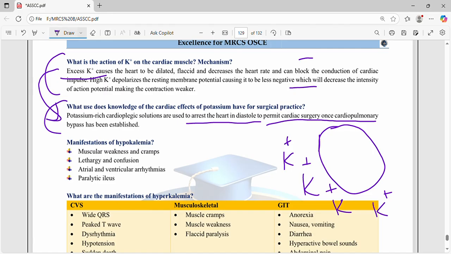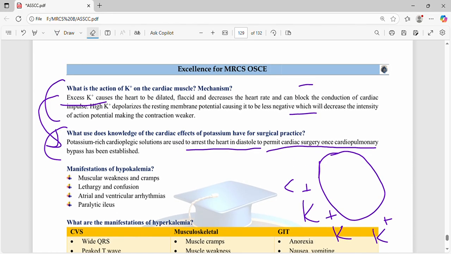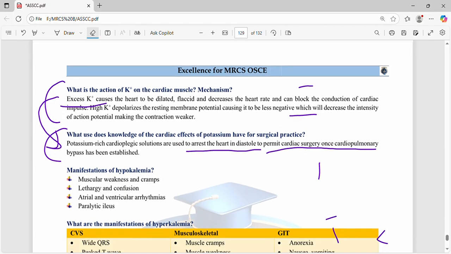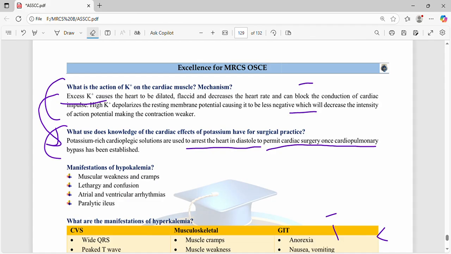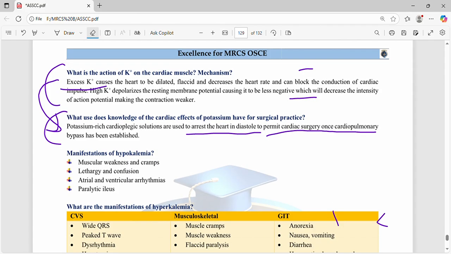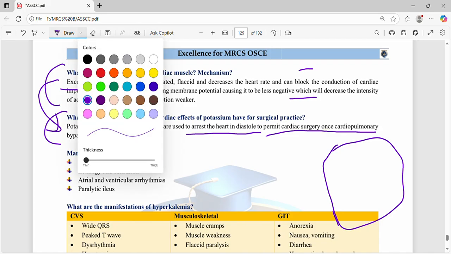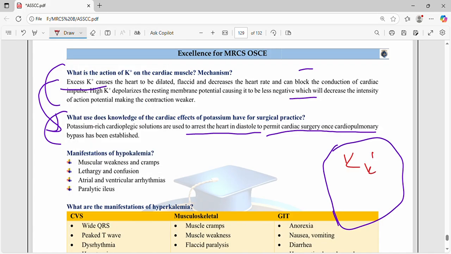Normally, cells are like bags of potassium in the sea. You know that in the sea we normally have sodium. Sea water is salty, so cells are like bags of potassium in the sea. So we have potassium here, okay, and outside is sodium. This is the normal situation.